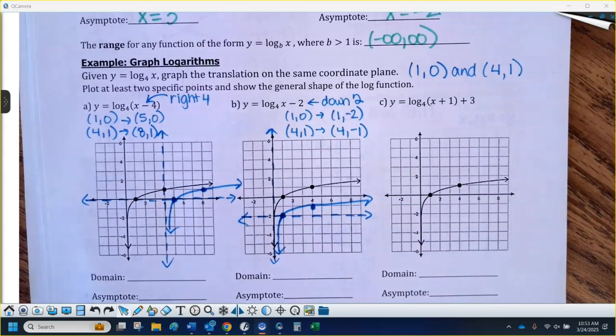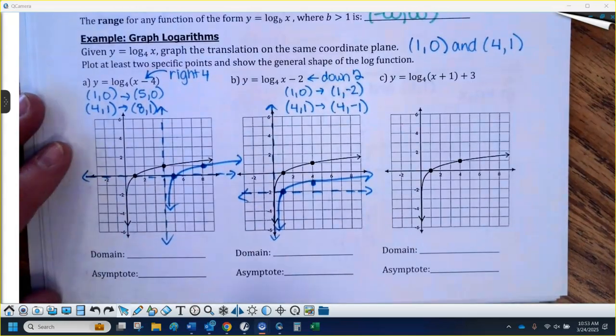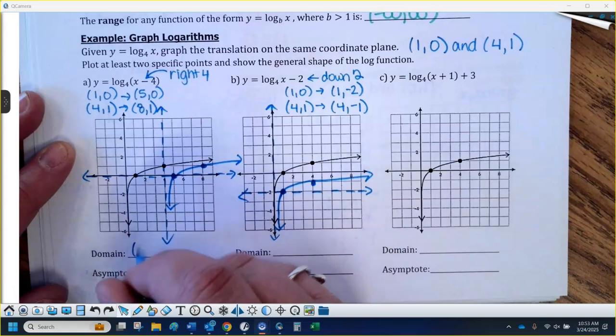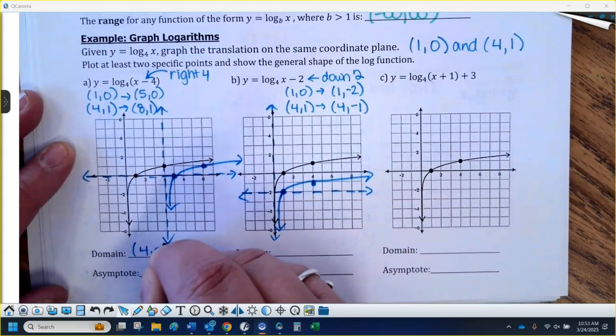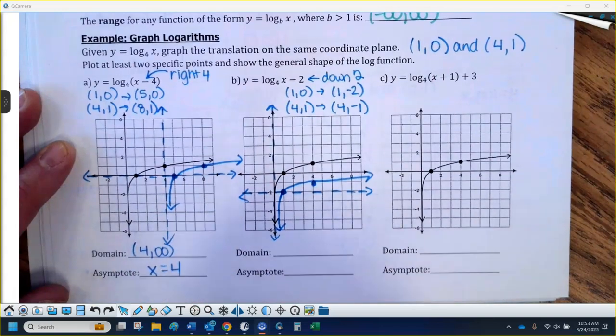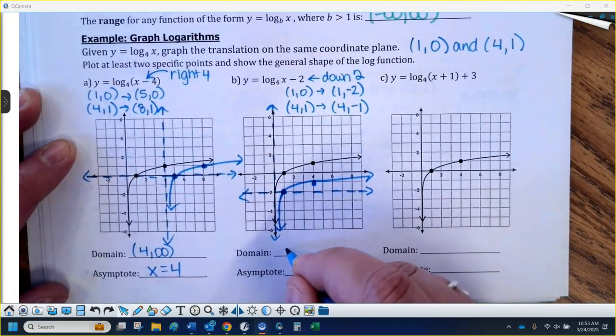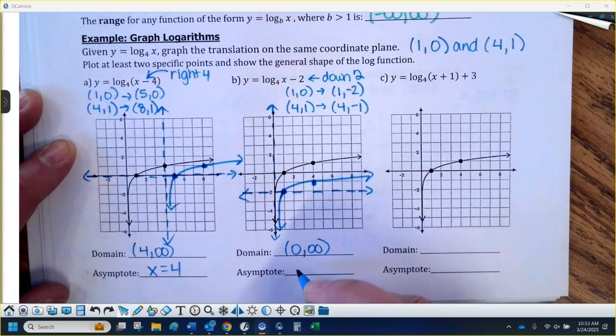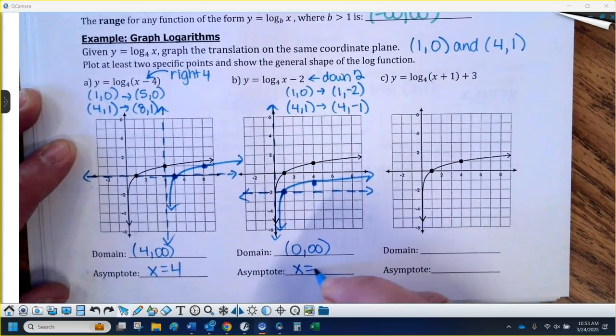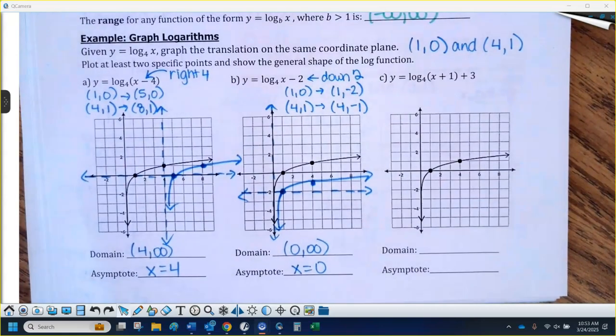Oh, forgive me, I didn't do the asymptote. Let me do this. So this guy that we just did in the first part would be 4 comma infinity, and x equals 4 would be your asymptote. This guy would be 0 comma infinity because we didn't go left or right, and so our asymptote would be x equals 0, which is the y-axis. All these logs have a vertical asymptote.